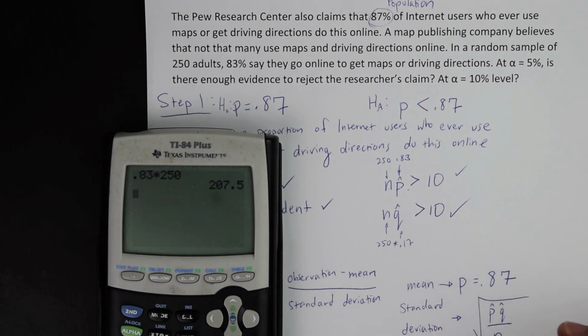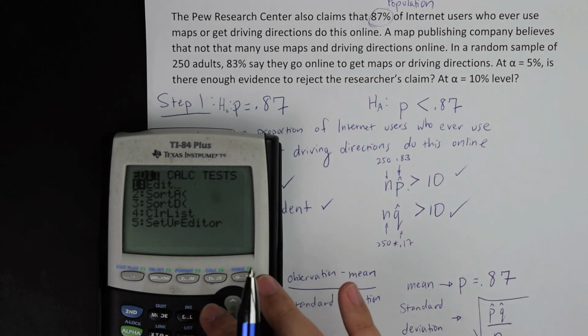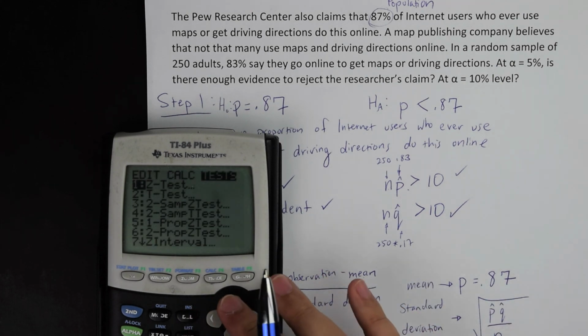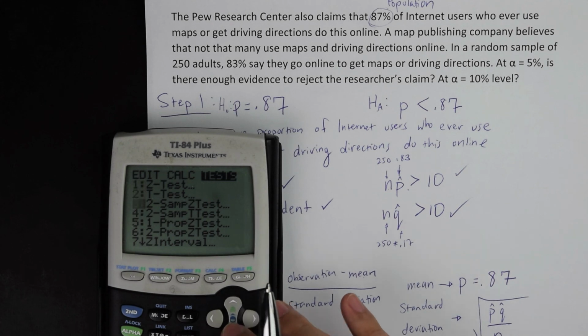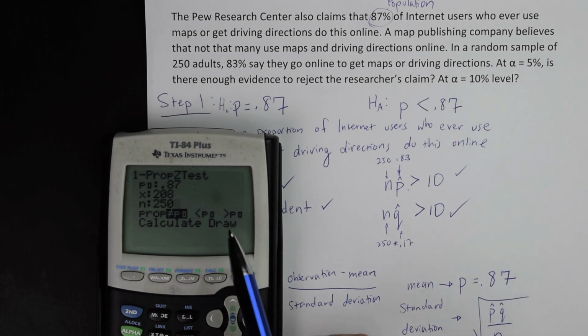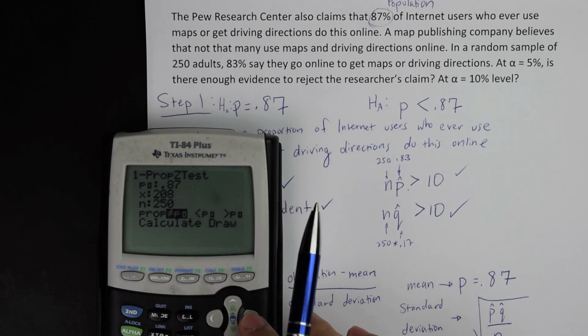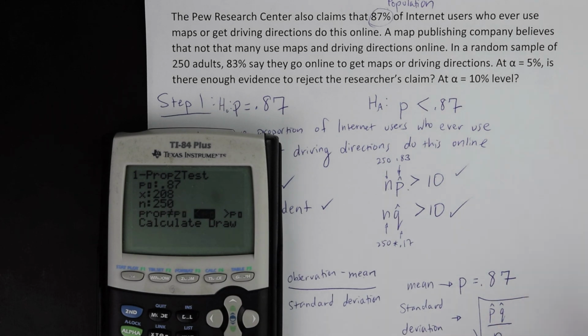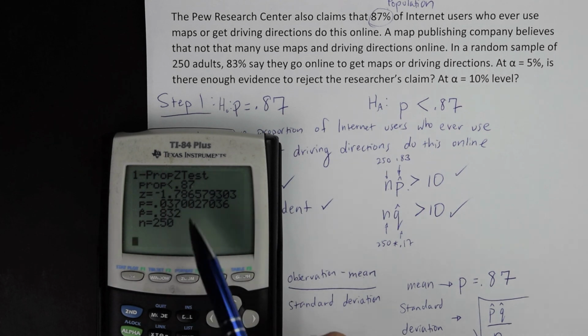The big problem with this test on the calculator is that it cannot take decimal values, so I have to round up or down. For example, I'm going to choose 208 because I feel that is reasonable. There might be some differences, but I'm going to put 208 out of 250. For this part, I'm going to change it to less than, because we're testing for less than, as mentioned in the null hypothesis. And I'm going to calculate. Right here is my p-value.